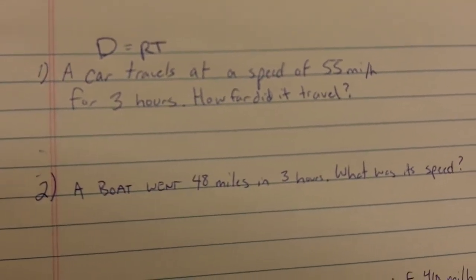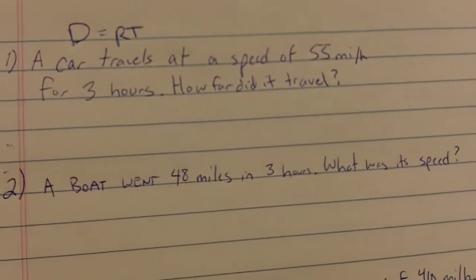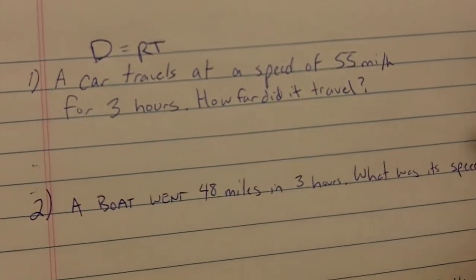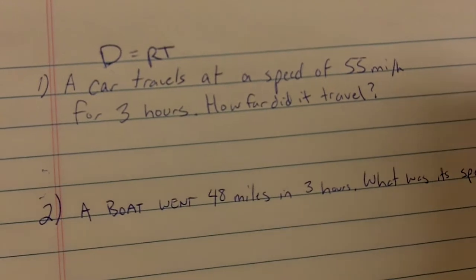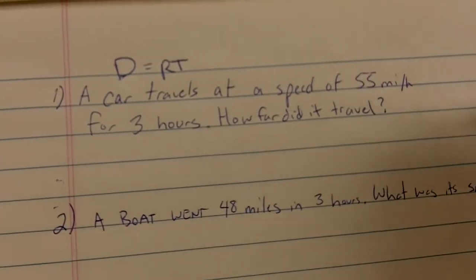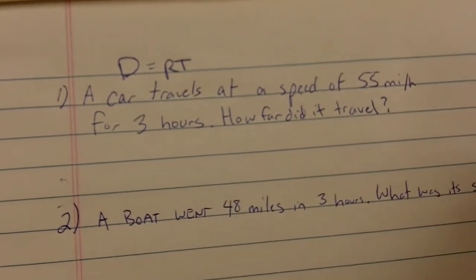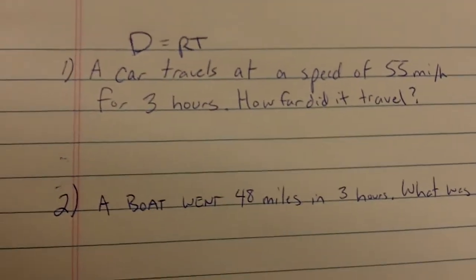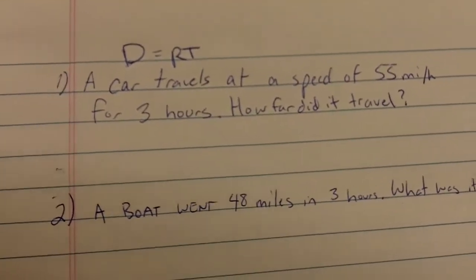Okay, we are looking at distance equals rate times time again. We're going to look at some easier problems today to try and get a feel for how to use the distance equals rate times time equation. And once we get a feel for it, we're going to start moving on to some harder problems, more like what we had yesterday. So, distance equals rate times time is our equation. D equals RT. Let's start with some easier problems.